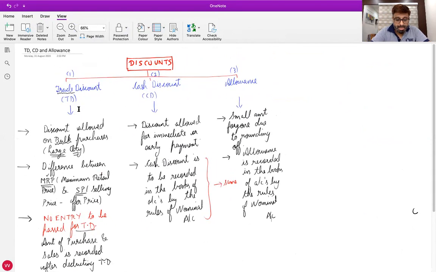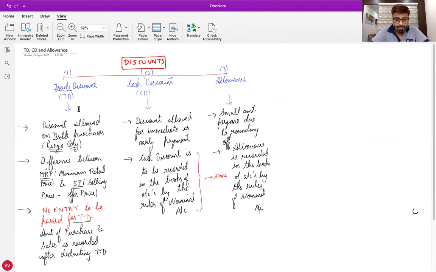Is it visible? Yes, sir. You can zoom it at your end. Zoom it and see, is it clearly visible if you want to write anything? Yes, sir. Okay. So I'll give you 10 minutes. Write it down fast.